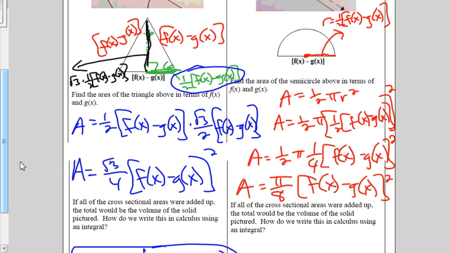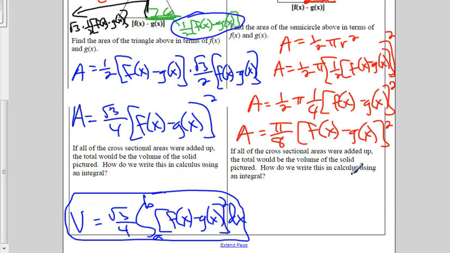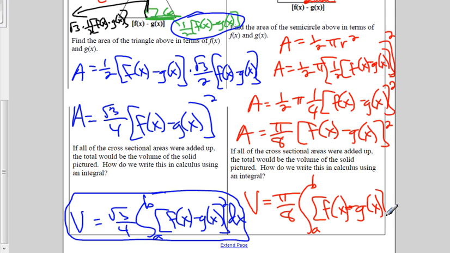And so how does that help us find the volume if all the cross sections are semicircles? Well, volume equals, take the constant out front, pi over 8, the integral from a to b of, because that's 1/2 pi, and again, our radius was just 1/2, so that takes out the constant. And now we're left with f of x minus g of x all squared dx.